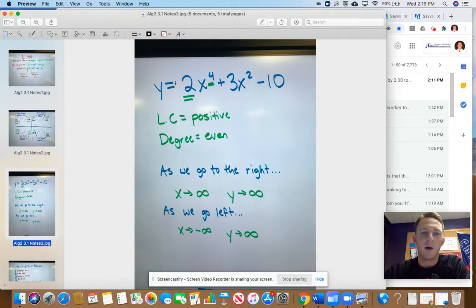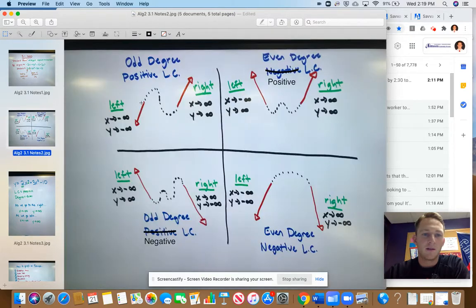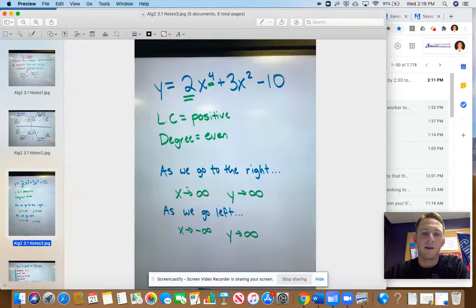So here we have an example, y equals 2x to the fourth plus 3x squared minus 10. Our leading coefficient right here, it's 2, so it's a positive number. And then our degree is 4. 4 is an even number. So if we go back here, we see our positive leading coefficient and even degree. Both ends, both the left and the right, are going to be facing up. So we say that as x goes to infinity, as we go right, y goes up. As x goes to negative infinity, as we go left, y goes up as well.